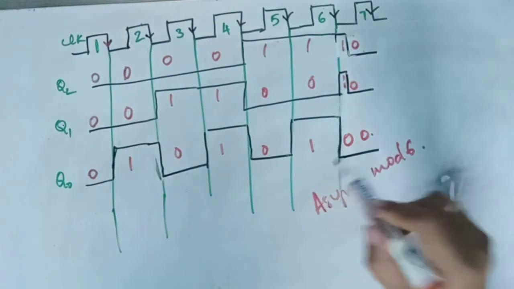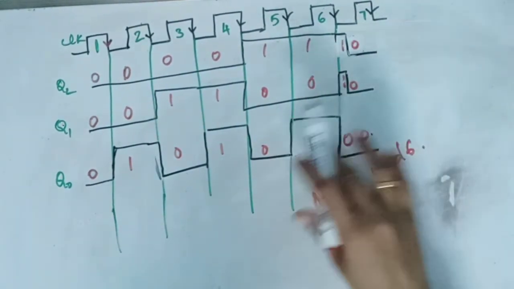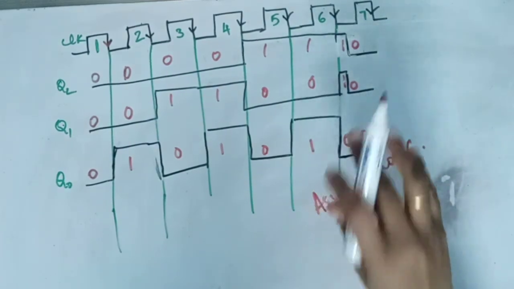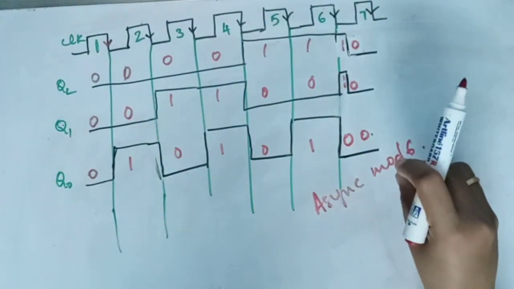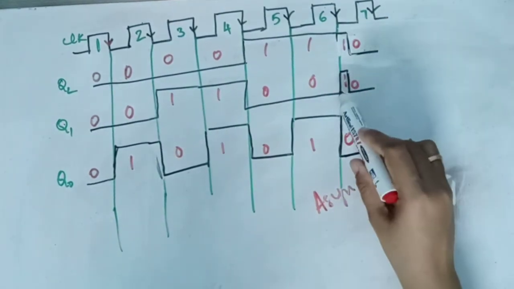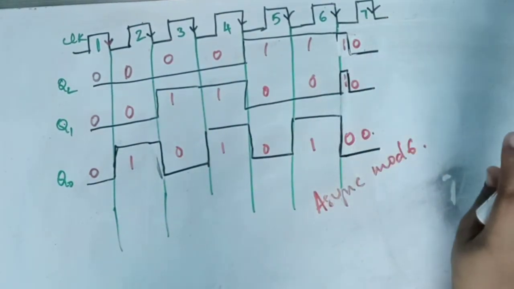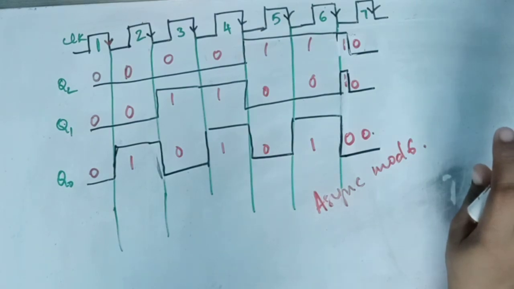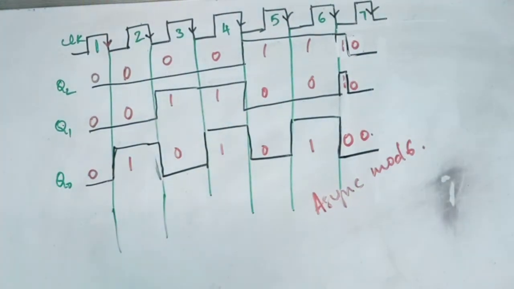The other one was synchronous mode 6. In synchronous mode 6, we don't have any such thing. We are designing the entire circuit, so it will come directly to 0, 0, 0 itself. So that is the difference between a synchronous and an asynchronous mode 6 counter.